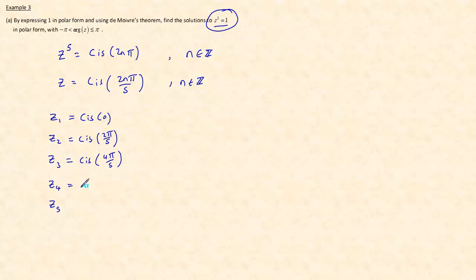And then taking n is negative 1, we get cis negative 2 pi by 5. And then here we get cis negative 4 pi by 5. Now you might want to have z1 as being the one with the smallest angle and then go up the other way, but it really doesn't matter.